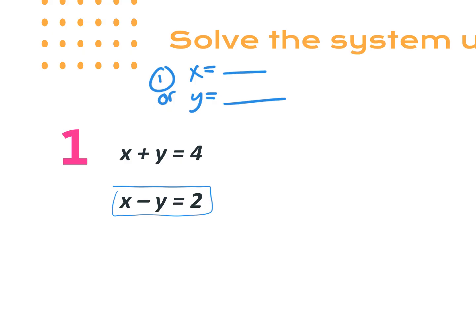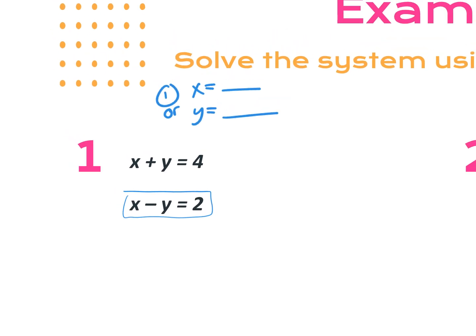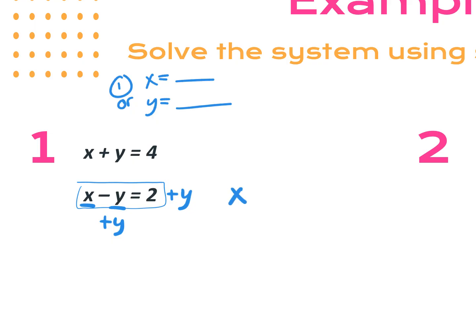How can I, with the second equation, get either x or y by itself? What's one thing that we could do? Add the y, right? I think I heard it over there, right? Add the y. I just want x or y by itself. Let's add y to both sides. And then what does that give us? That gives us x equals 2 plus y. Do we see now that we have x equals something? All right, good, right? So this is our equation.